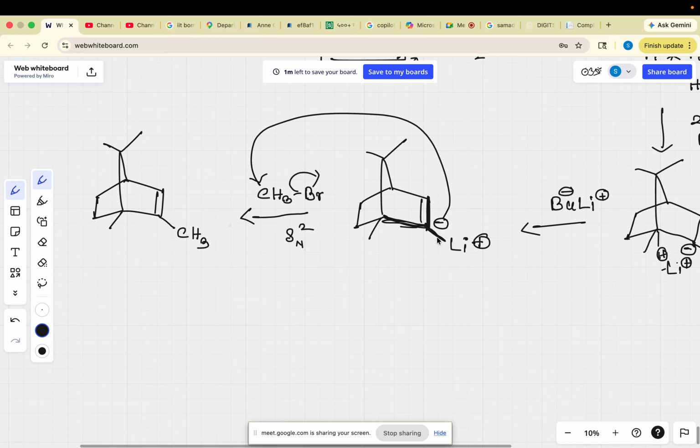So if you have a carbon-lithium bond, you can think lithium is a metal, so it will be positively charged, and this carbon center will be negatively charged. That will attack from the backside of the carbon, so basically it will act as a nucleophile. Okay, it will act as a nucleophile. Clear?